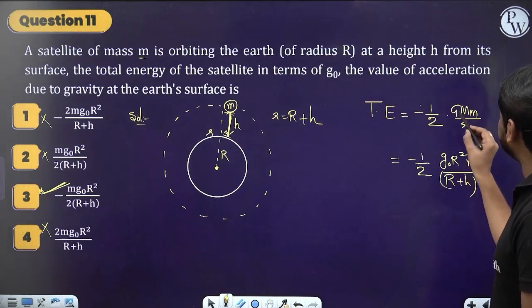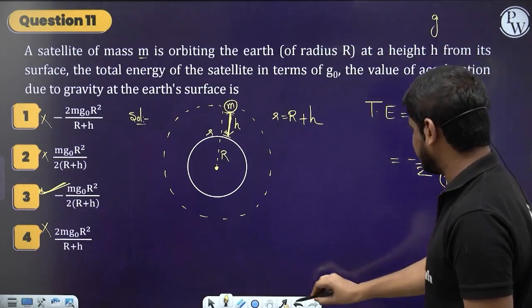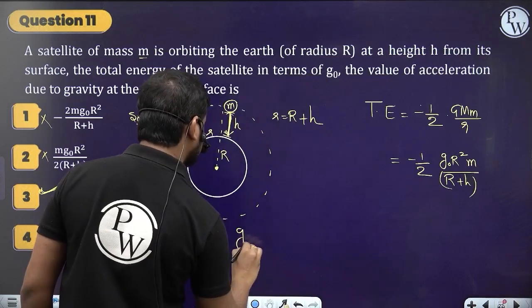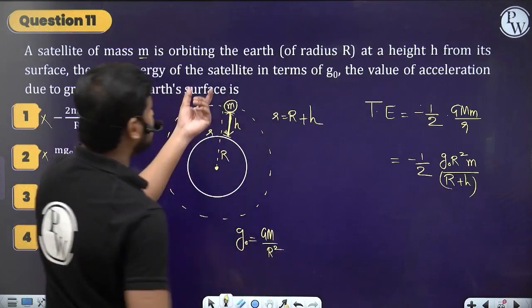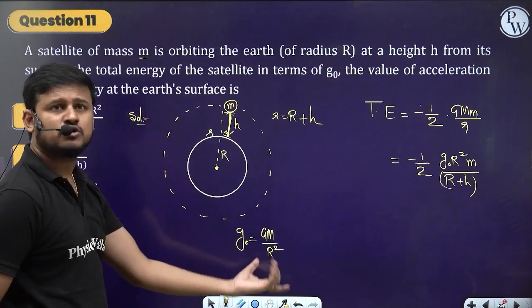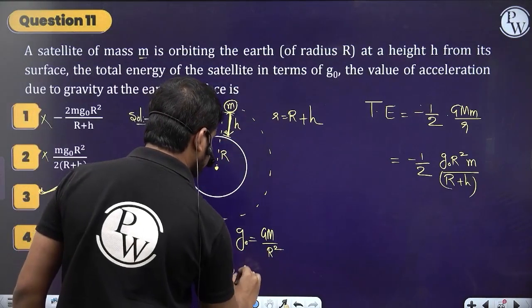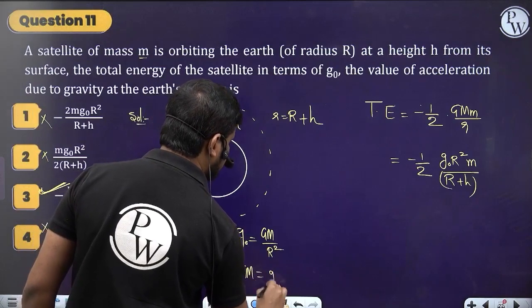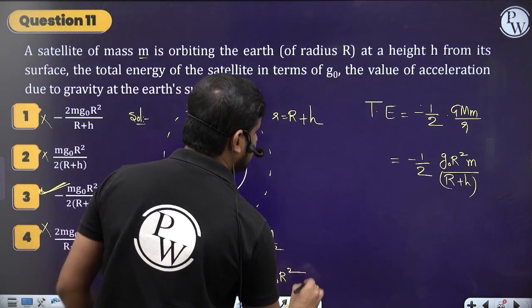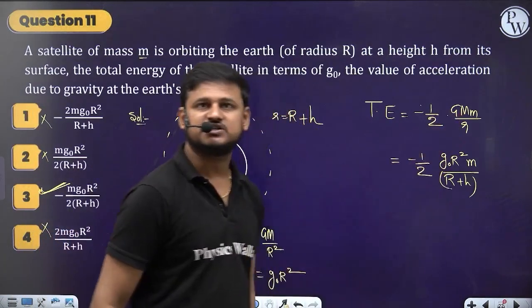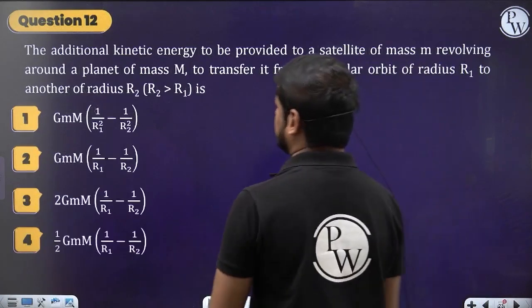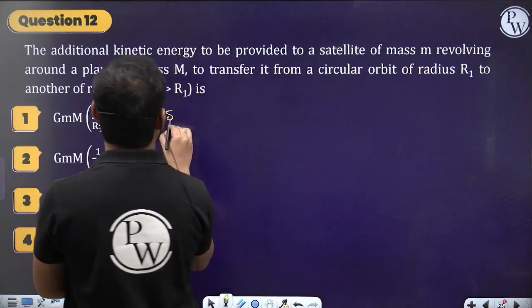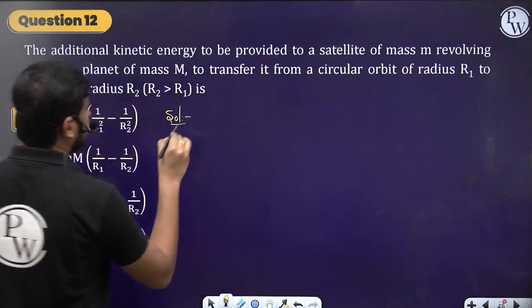See here, the small g is equal to GM by r square, right? Here they considered the small g as g naught, so that's why I'm taking g naught only. Then GM will be equal to g naught R square. That's what I substituted here in place of GM. Done? Clear. Let's take one more question. Try to solve this question on your own, guys.